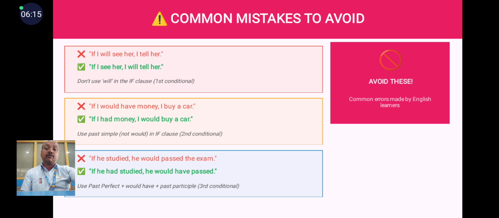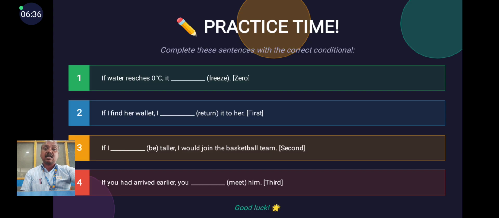And the use of past perfect plus would have plus past participle is in the third condition. "If he studied, he would pass the exam" is wrong. The correct sentence is: if he had studied, he would have passed. So avoid these common mistakes in conditional clauses.